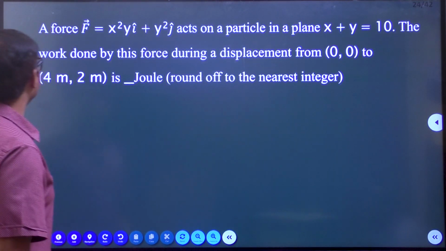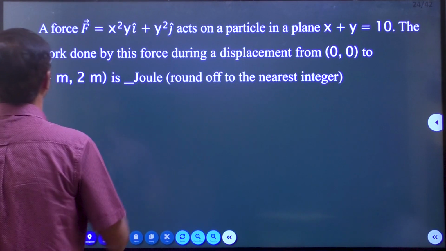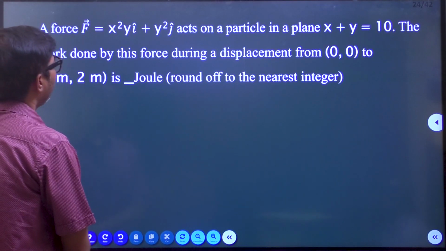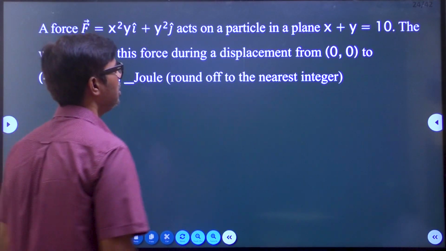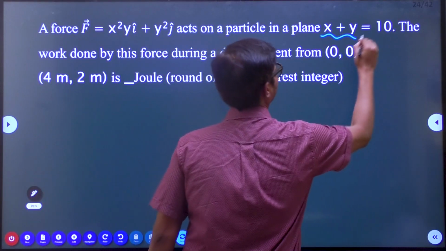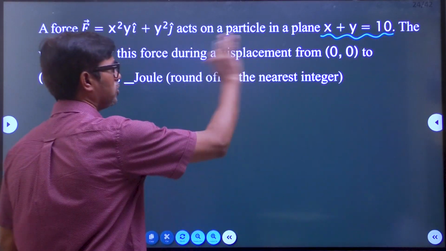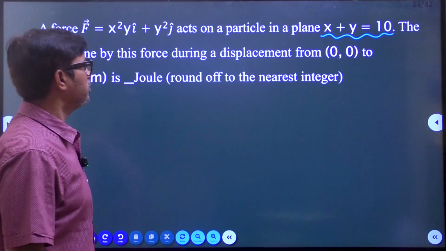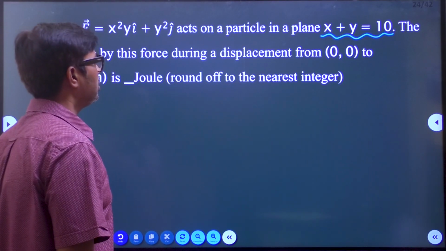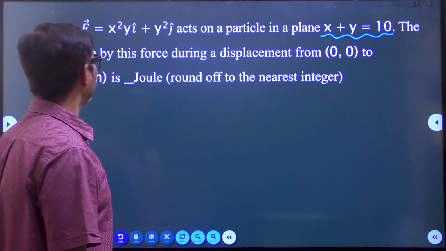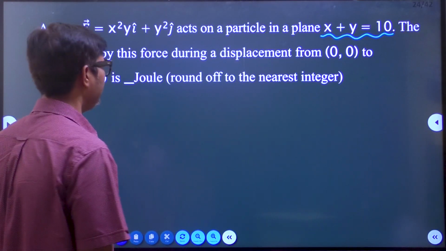This is a work, energy, work done question. The force F bar = x square y i cap + y square j cap acts on a particle in the plane x + y = 10. This is a plane in which it is working, so it's actually the xy plane. The work done by this force during a displacement from (0, 0) to (4, 2) is?